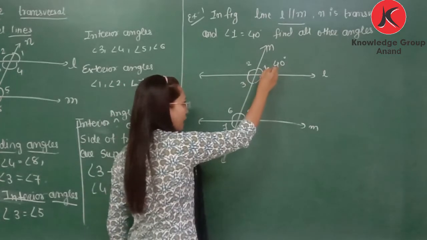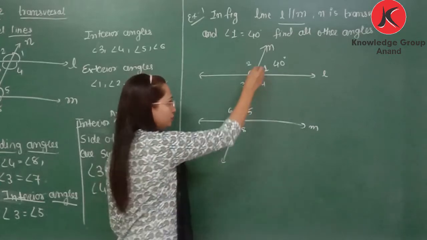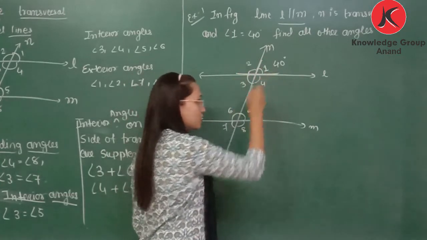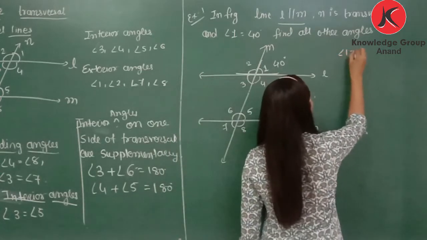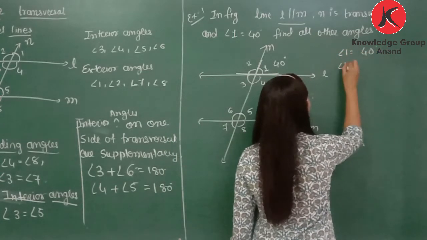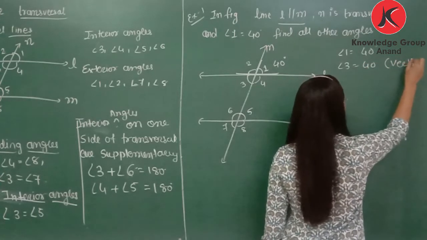Here we know that angle 1 and angle 3 are equal. Why? Because these are vertically opposite angles. So we can write angle 1 is equal to 40, so angle 3 is also 40. These are vertically opposite.